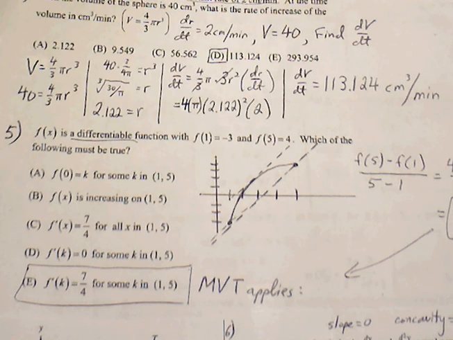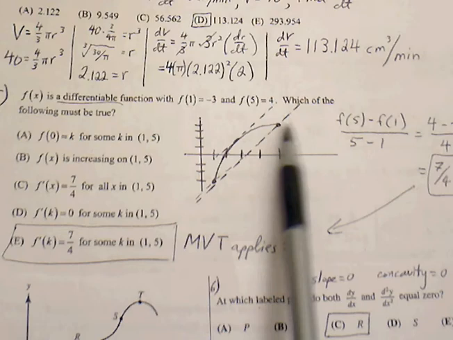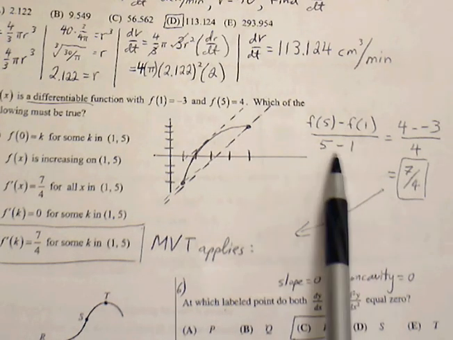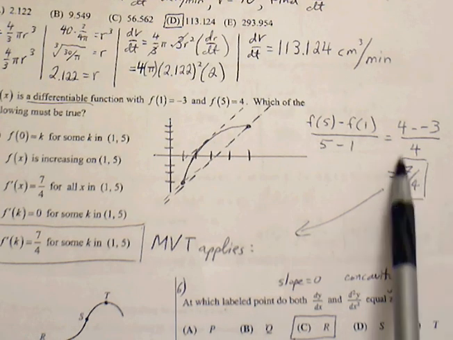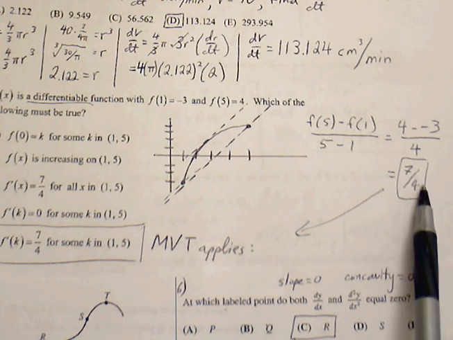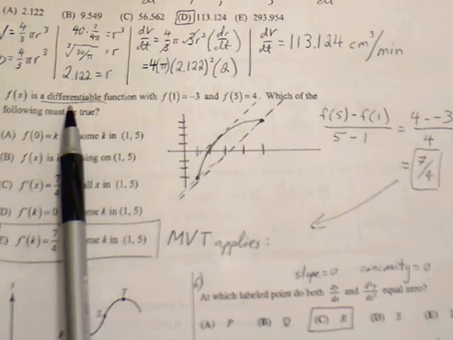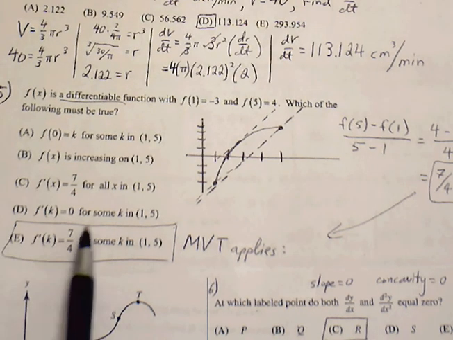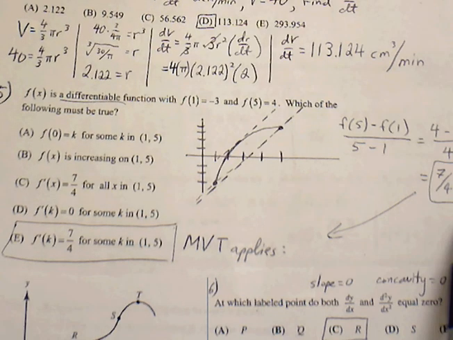So if this problem could be potentially referring to the mean value theorem, let's go ahead and find the slope between the endpoints. Okay, so change in y over change in x, 4 minus -3 over 4, so we get 7/4. So we know through the mean value theorem that if the average slope is 7/4, then the instantaneous rate of change must be equal to 7/4, because it's already been established that this function is differentiable. So that matches option E. f prime of k is equal to 7/4 for some k between 1 and 5. This is going to be true because of the mean value theorem.